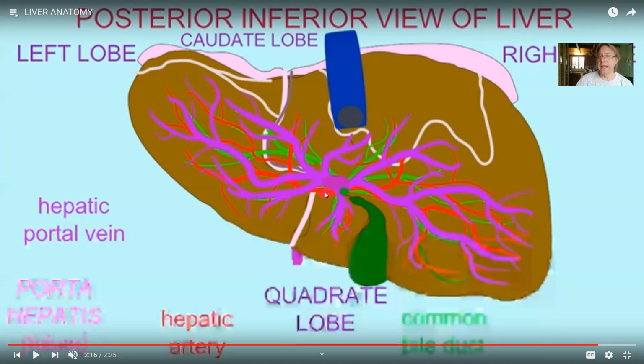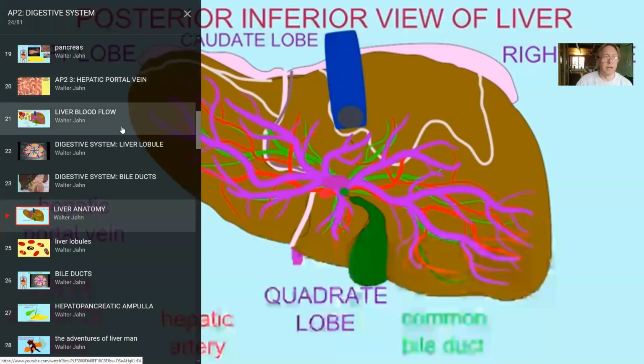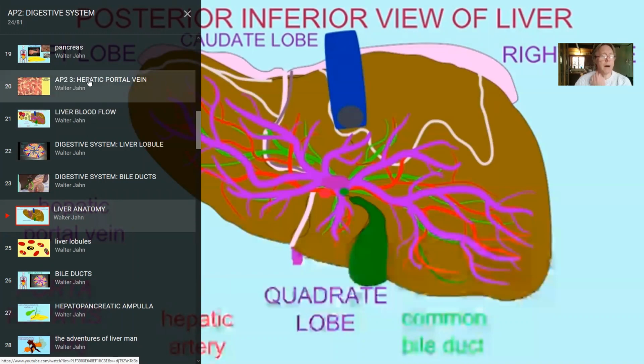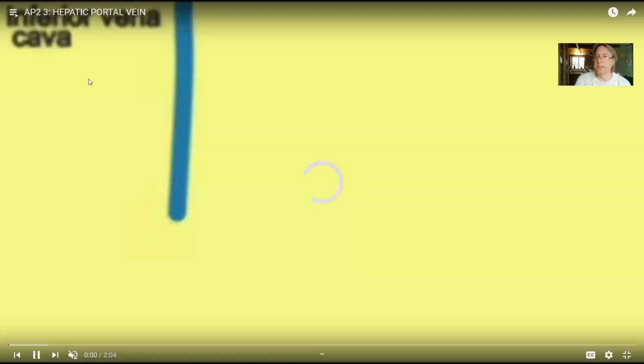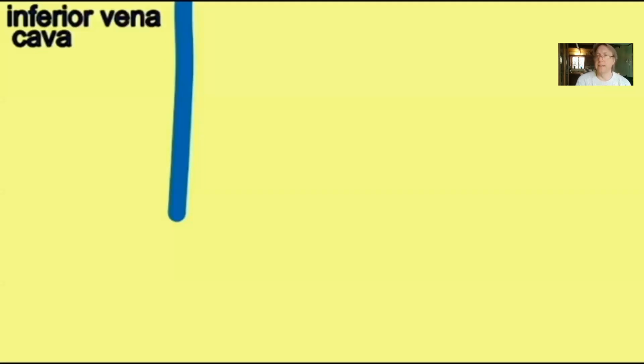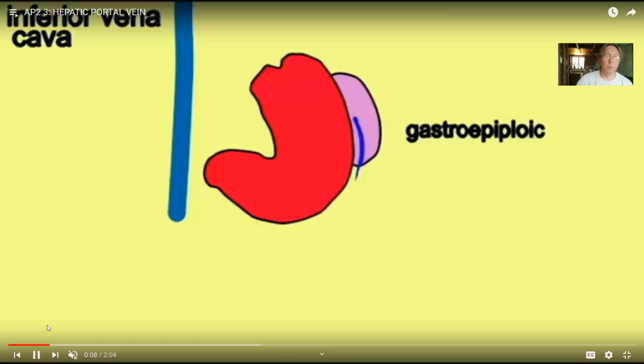So there is a hepatic artery which brings oxygenated blood to the liver. But now obviously we have to explain what that purple blood vessel was, the hepatic portal vein. Most circulatory systems in our bodies have an artery, then a capillary, then a vein, and then you go back to the heart. There are 2 places in the body where we have portal veins.